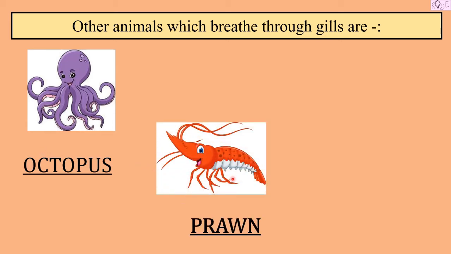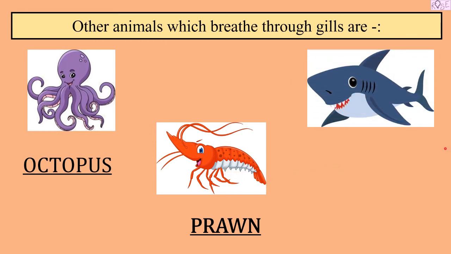Next we have prawn. This is a prawn. So prawn also uses gills to breathe. They also do not have lungs. They have gills because they also live underwater. At last we have this animal. What is it called? This is a shark. So apart from fish, these three animals also use gills to breathe. The first one is octopus, second is prawn, the third one is shark.